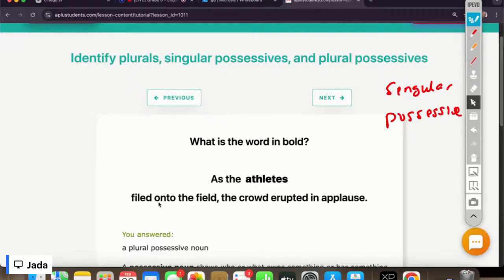Here, as the athletes filed onto the field, the crowd erupted in applause. What do we have here for athletes? Is it singular, plural, or plural possessive? All right, so what do you think is the answer here? Okay.